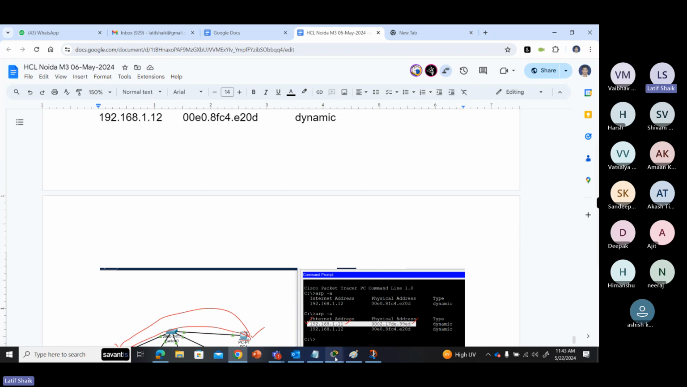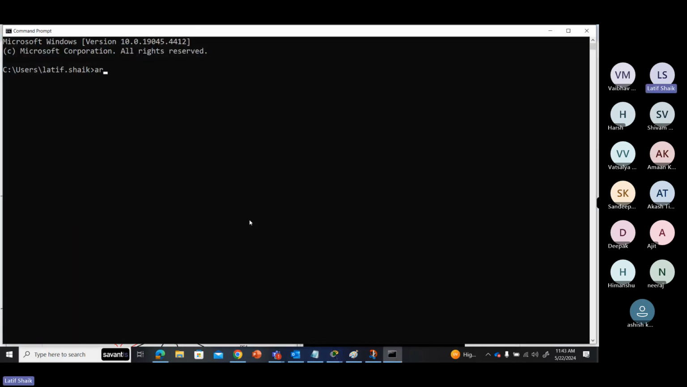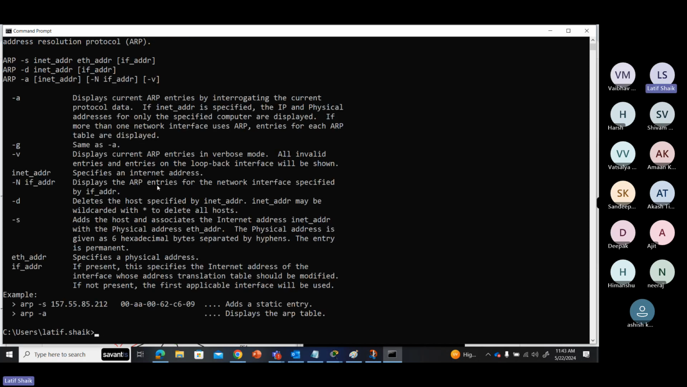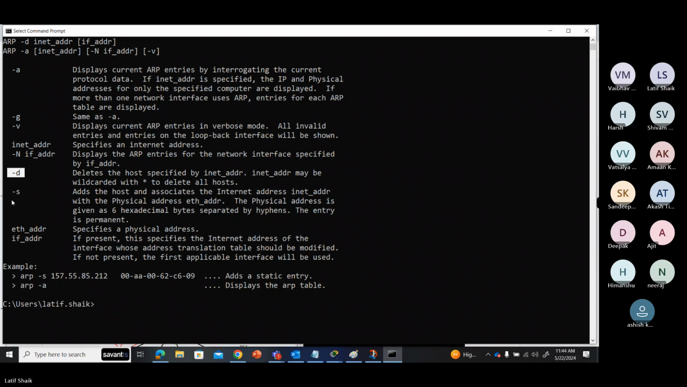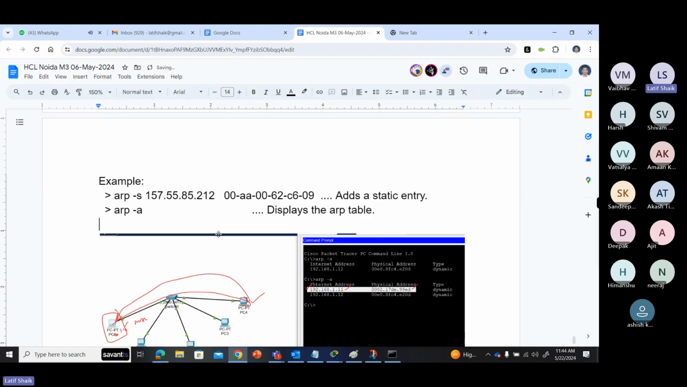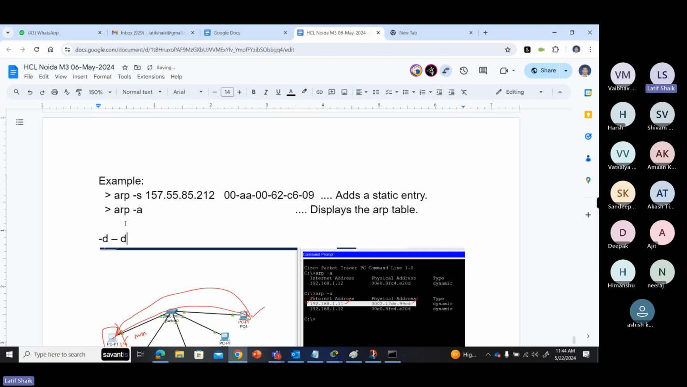Okay, so there is a command in CMD, like arp with the IP address. A means display all, and D means delete. S means you can add statically. So this is how we can add an ARP record statically. This is for displaying purposes. This is for adding entries. Hyphen D is for deleting records or entries. Hyphen D, ARP.